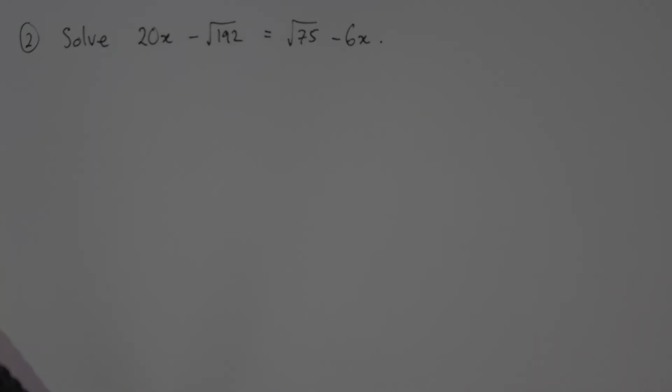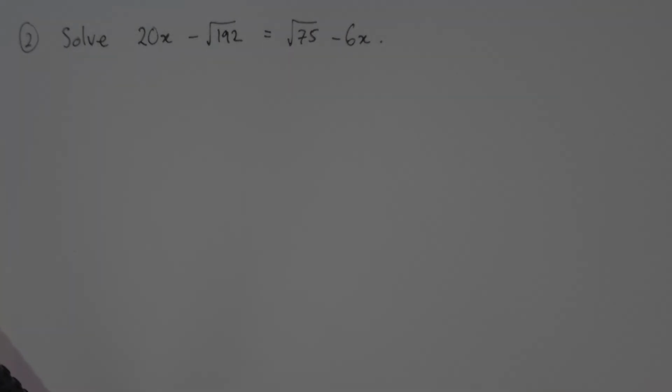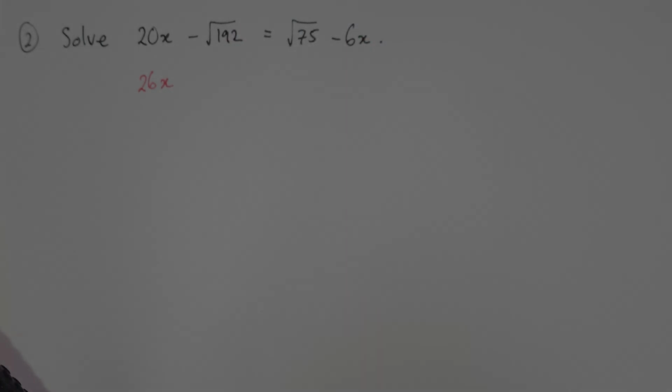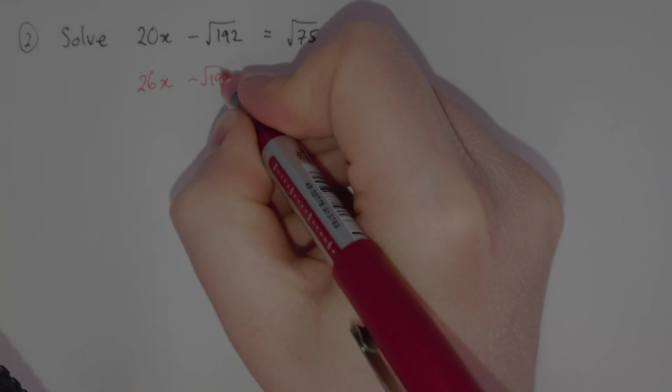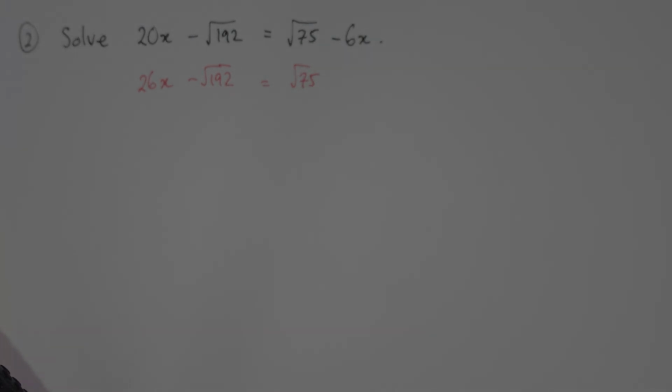Here's another one then. You could, if you wanted to, start by simplifying all the surds. It would be a perfectly valid thing to do. I'm going to show you a different set of steps. Let's start by adding 6x to both sides. That would give us 26x here over on the left, minus root 192 equals root 75. So I've added 6x to both sides.